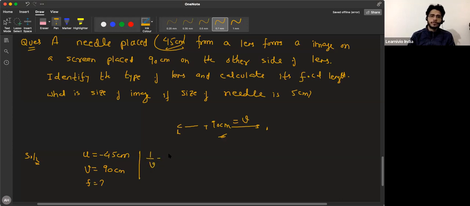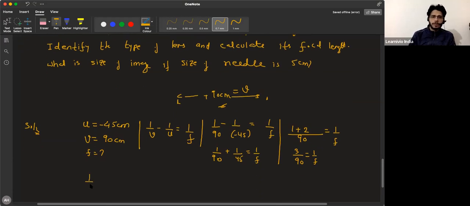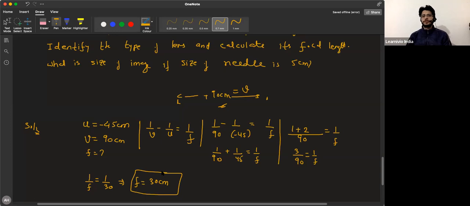So it's 1 by V minus 1 by U, it's 1 by F. If I substitute values, 1 by 90 minus 1 by minus 45 is 1 by F. So when we take LCM, it will be 1 by 90 plus 1 by 45 is 1 by F. Taking LCM 90, it's 1 plus 2 is equal to 1 by F. It's 3 by 90 is equal to 1 by F. So 1 by F is 1 by 30. So focal length is 30 centimeter. That's the focal length.